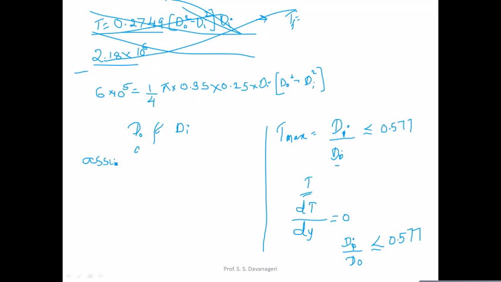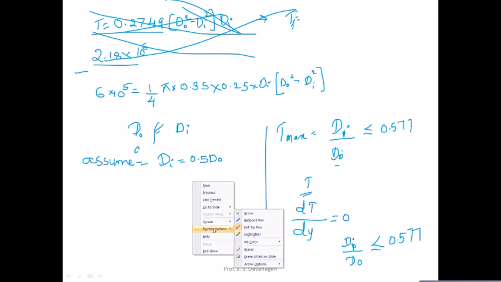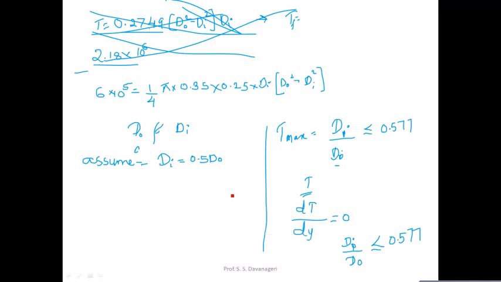That value is what the ratio of outer diameter to the inner diameter. Sorry, inner diameter to the outer diameter. Okay. Now this has to be di to d naught. It should be less than or equal to 0.577. Okay. Now for safer side, so let us assume di equal to 0.5 times of d naught. Okay. Di equal to 0.5 times of d naught.